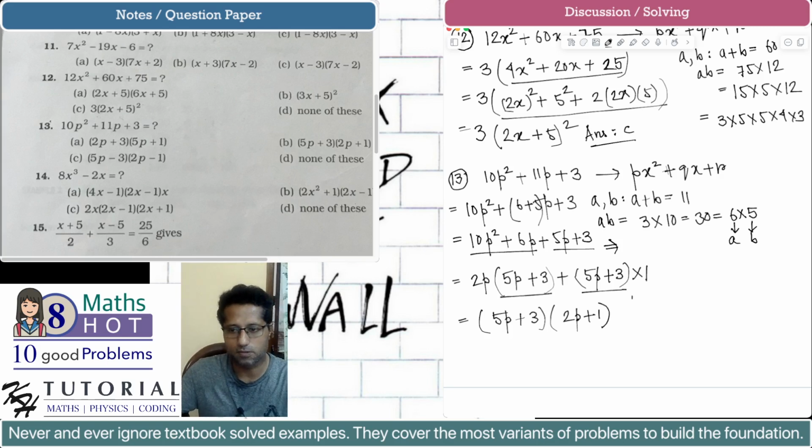So the correct choice should be 5p plus 3 and 2p plus 1. So B is the correct choice.